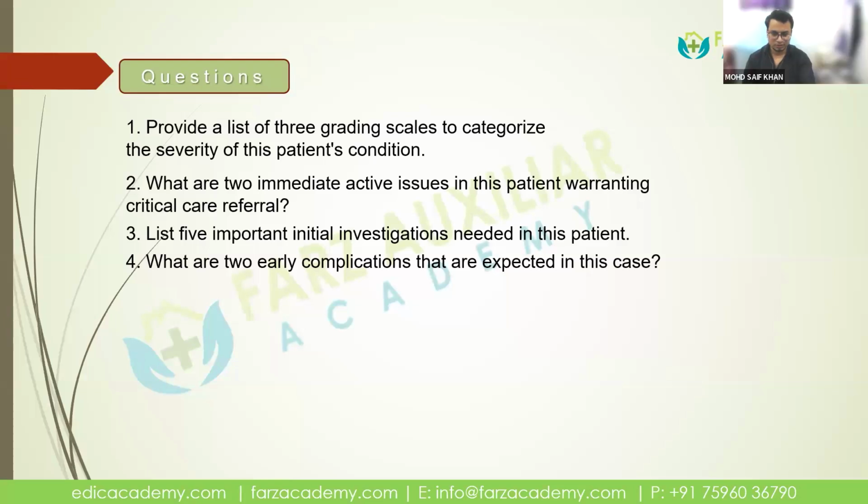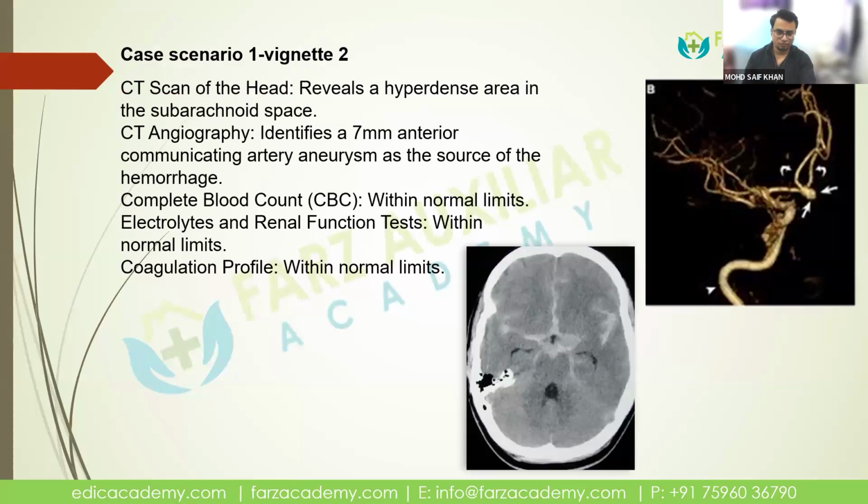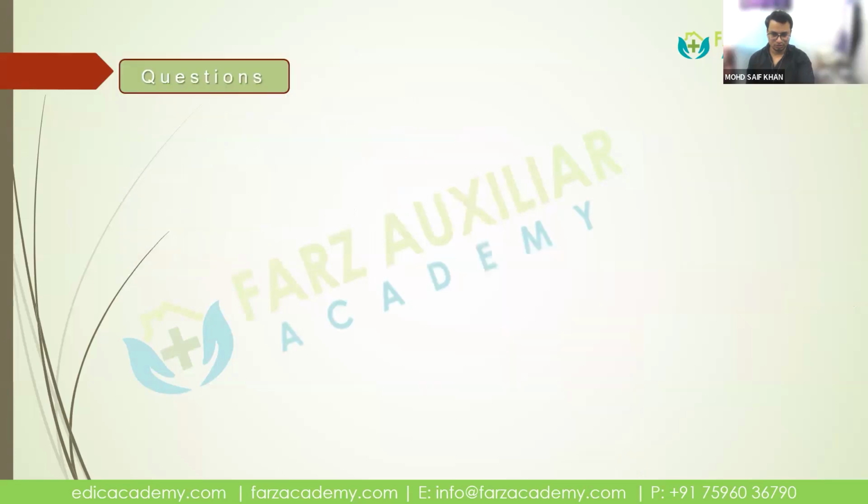All right. Okay. Now we'll go to VNet 2. CT scan of the head of this patient reveals a hyperdense area in the subarachnoid space. Later CT angiography shows a 7 millimeter anterior communicating artery aneurysm as the source of bleeding. The lab investigations are all normal. CBC is normal, electrolytes, RFT and coagulation all are normal. Okay, sir. So we will go ahead with the questions based on this.